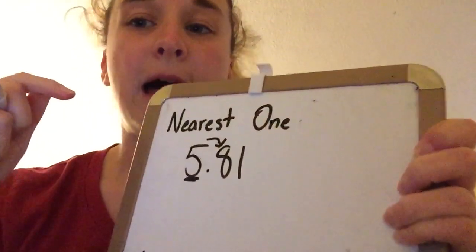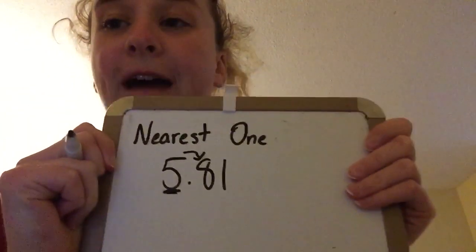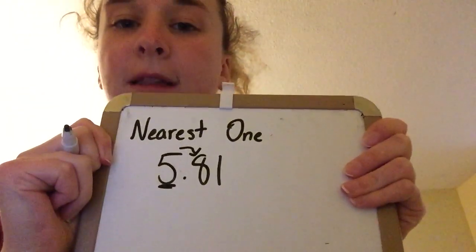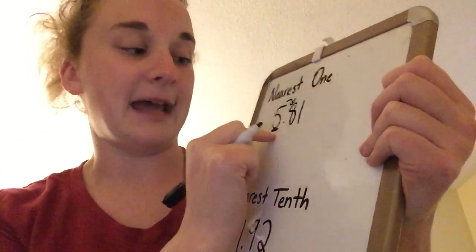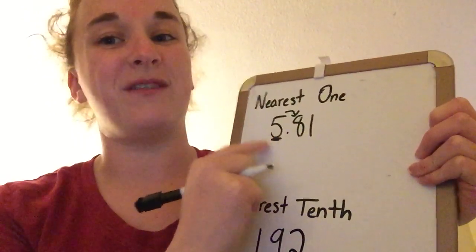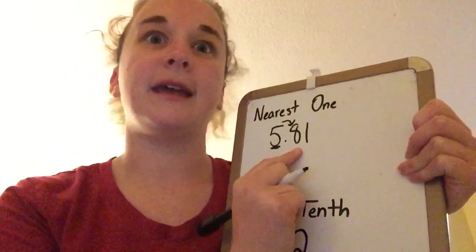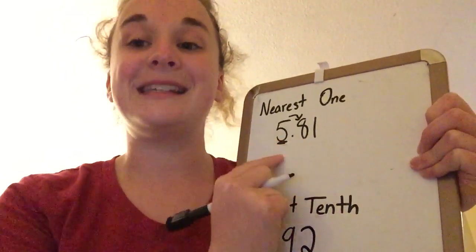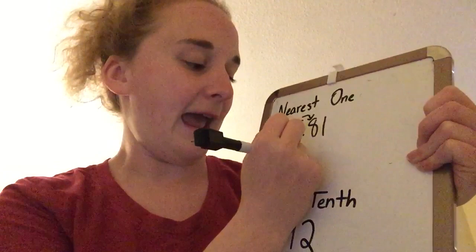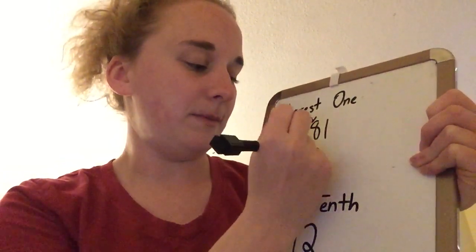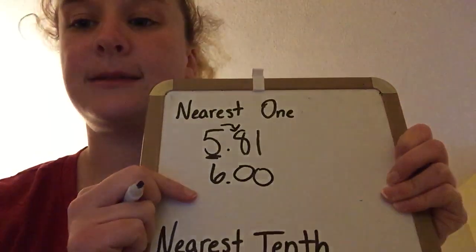The same rule applies for rounding decimals as for rounding normal numbers. So 5 or more, let it soar. 4 or less, let it rest. So I'm looking at my 8 because that's going to decide whether my 5 soars or if it rests. So I look at the 8, I think, is that 5 or more or 4 or less? It's 5 or more. So my 5 is going to soar up 1 and become a 6. Any number after the decimal becomes a 0, okay? So then the nearest one, it would be 6, okay?